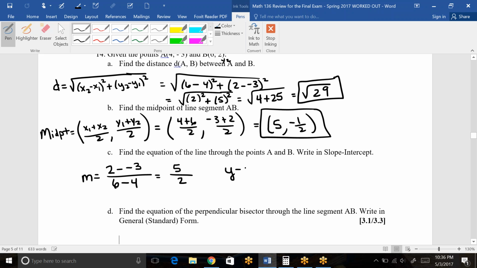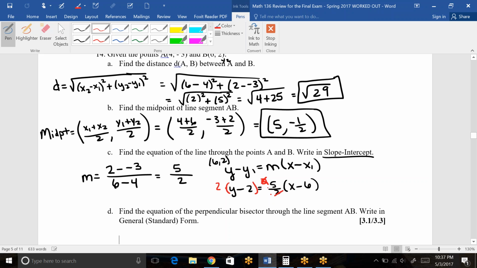So since we know our point-slope formula, we can then find the equation and solve it for slope-intercept. And you can use either one of the points. I'm going to use the point (6, 2). So this would be y minus 2 equals 5 halves (x minus 6). If you want, you can distribute the 5 halves, or you can multiply the 2 to the other side. So this 2 times 2 will cancel out that denominator. And so we get 2y minus 4 equals, we still have a 5, so 5x minus 30.